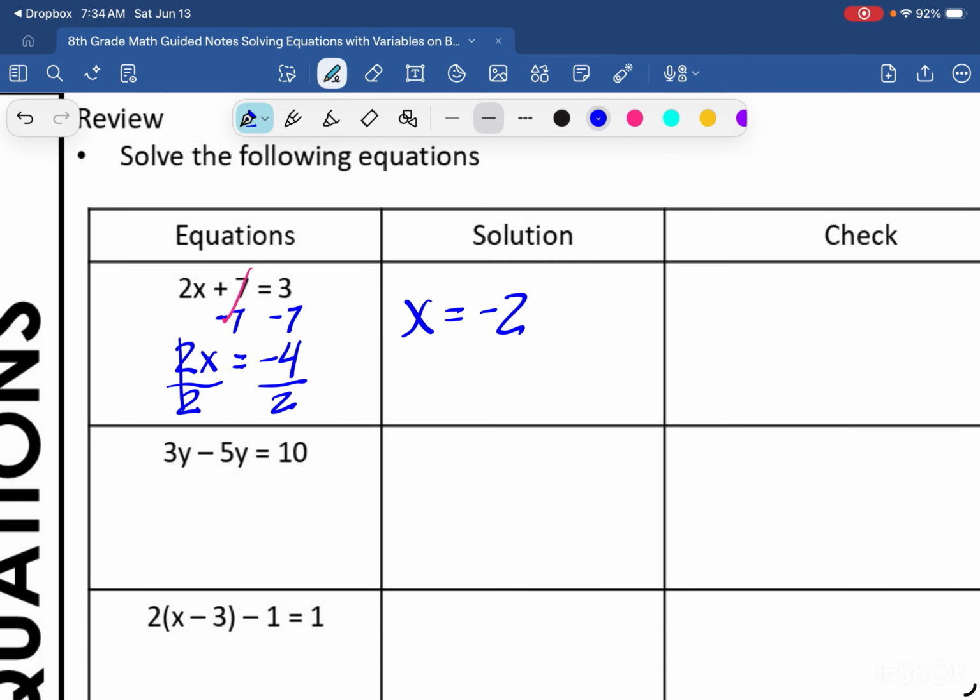I'm going to check my work by substituting in my value. So 2 times a negative 2 plus 7, does that equal 3? Well, 2 times a negative 2 is a negative 4 plus 7 equals 3. Yes, it does. So I did it correctly.